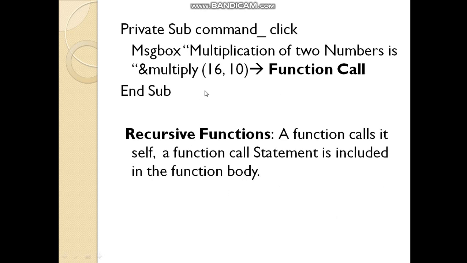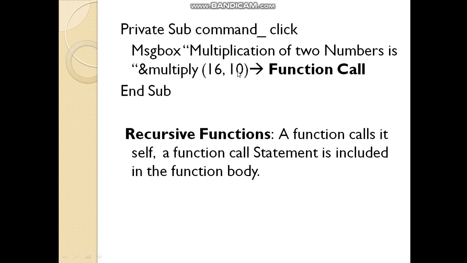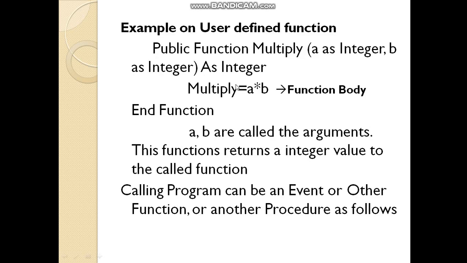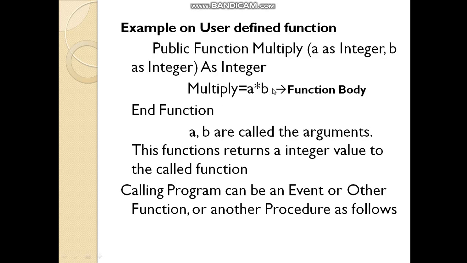Private Sub Command1_Click, MsgBox "Multiplication of two numbers is" & multiply(16, 10). Here I am passing two numbers, 16 and 10, into this function. These numbers are copied into a and b, and a and b are multiplied. The result is sent back to the caller. This is called a function call and function body.